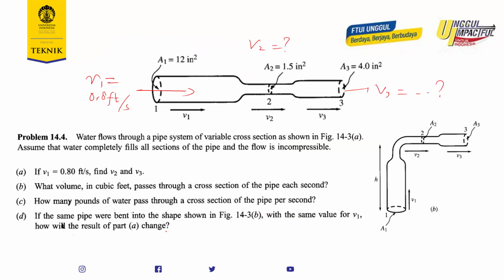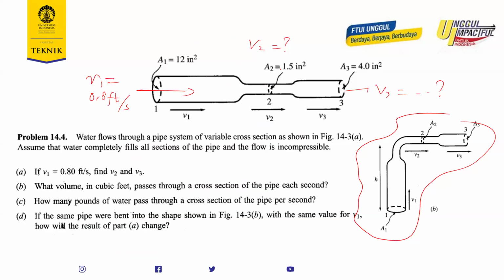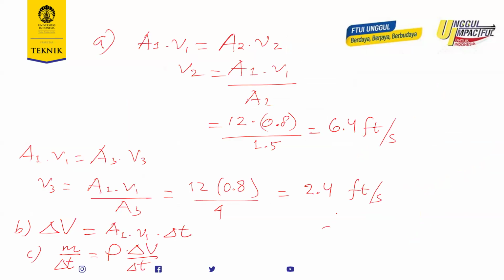If the same pipe were bent like in this figure, with the same value of V1, how will the result of part A change? So there is no change when the pipe is bent here. V2 and V3 are the same as in problem A. So the answer for D is the same as problem A. There is no change in the values of V1, V2, and V3.